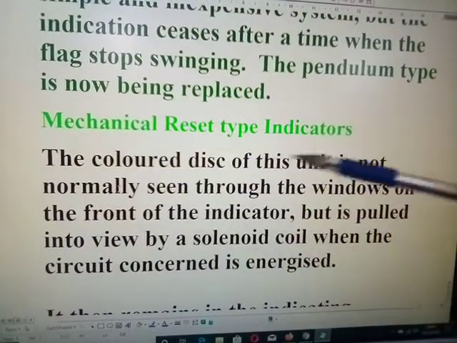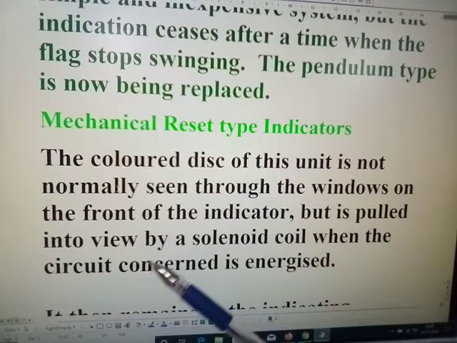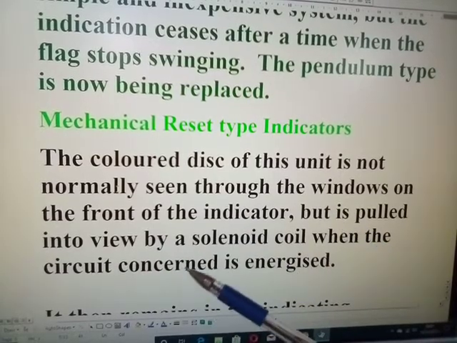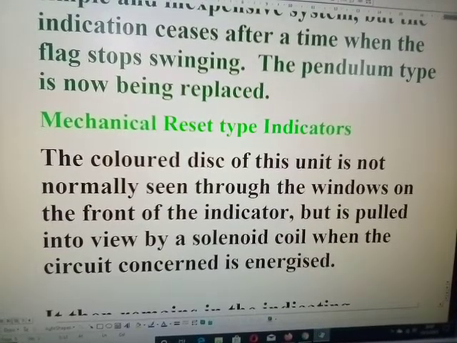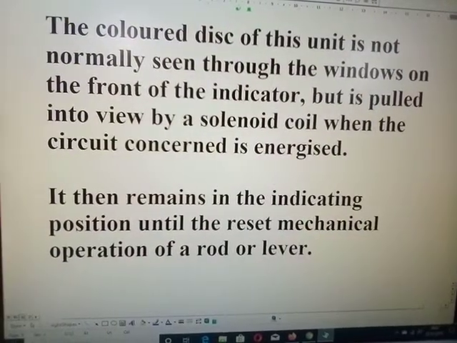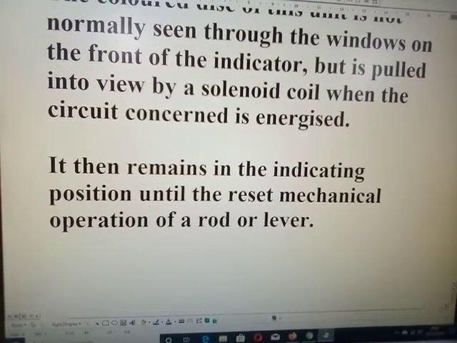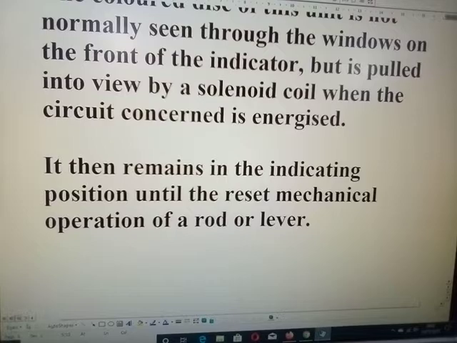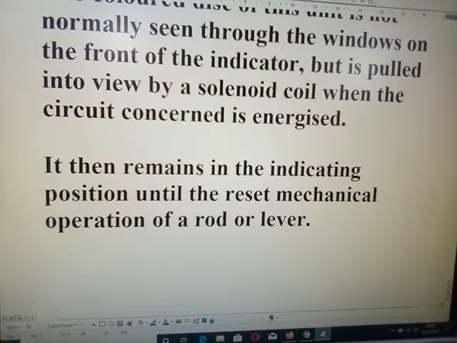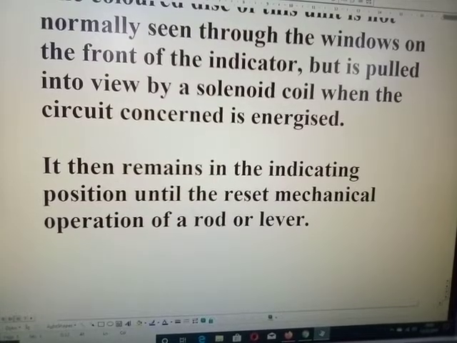Mechanical reset type indicators. The colored disc of this unit is not normally seen through the windows on the front of the indicator, but is pulled into view by a solenoid coil when the circuit concerned is energized. It then remains in the indicating position until the reset mechanical operation of a rod or lever is operated. And this is the kind of system you've seen in old style hotels many moons ago, okay? But it's always still useful to know about it, even though we may no longer use it.